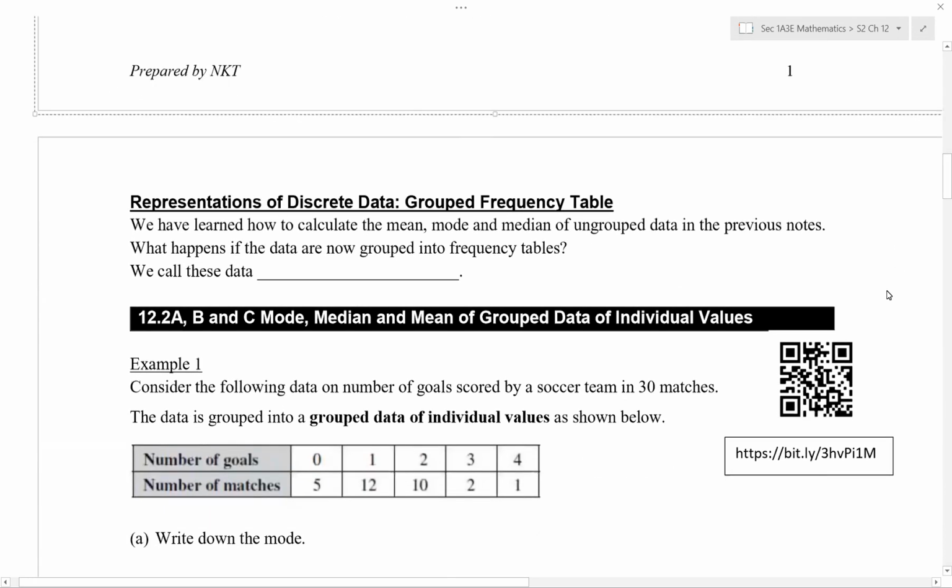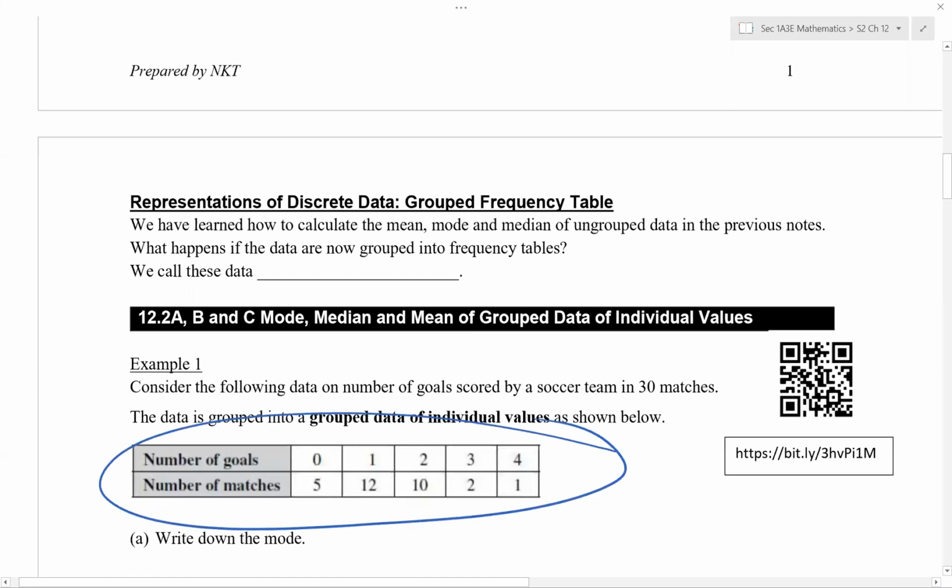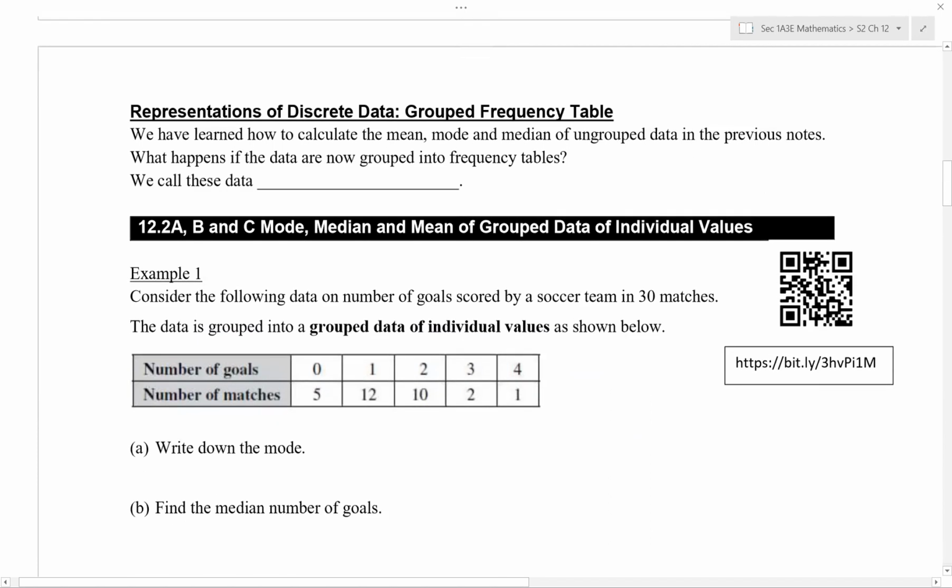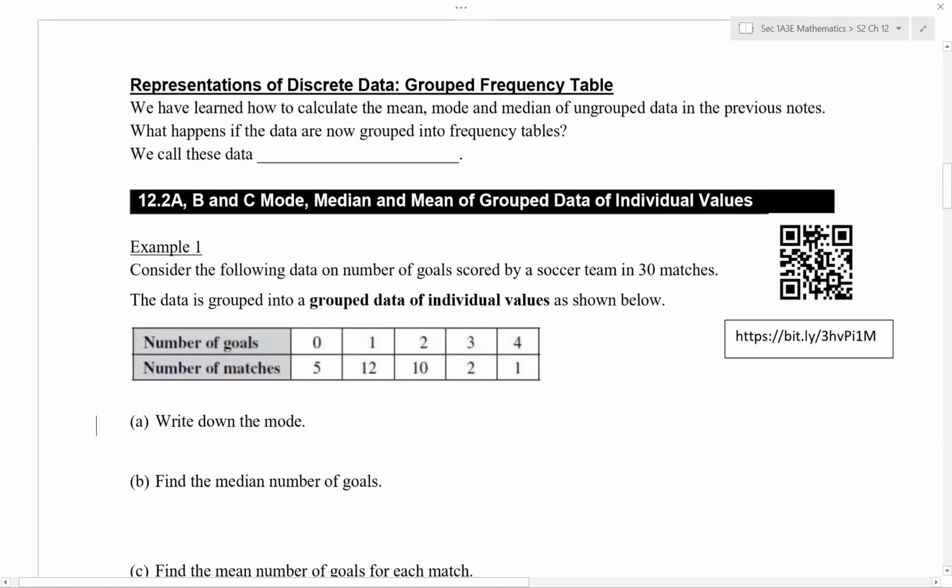So here in our second page, when they are grouped into frequency tables, they look like this. We'll learn more about how we deal with them in a short while. So we call these data grouped data.